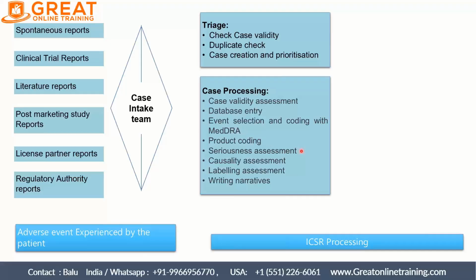And the next is seriousness assessment. Like we have discussed in the terminology part about seriousness, if any event meets the seriousness criteria of death, life-threatening, hospitalization, disability, congenital anomaly, or any other medically significant condition, then we have to consider that case as serious. And like I said, the seriousness assessment, causality, and labeling, these three are the major ones. They take a major role in the ICSR submission or the expedited reporting to the regulatory authorities.